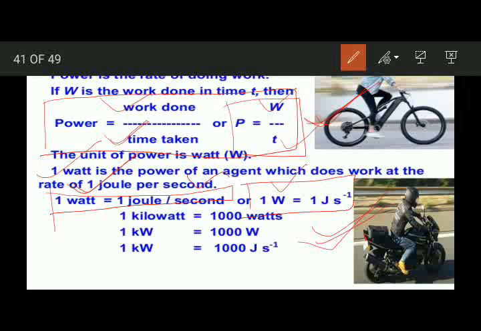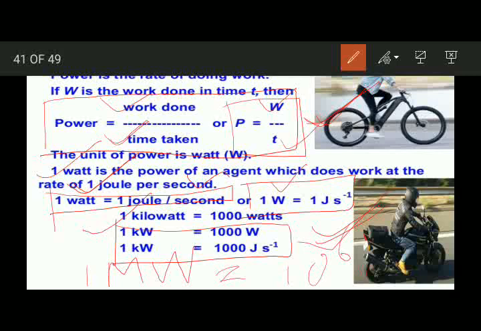Now, other units of power, that is bigger units of power, in which we can measure power are kilowatt and megawatt. 1 kilowatt equals 1000 watt, that is 1000 joule per second, and 1 megawatt equals 10 to the power 6 watt. It means 10 raised to the power 6 watt makes up 1 megawatt power.